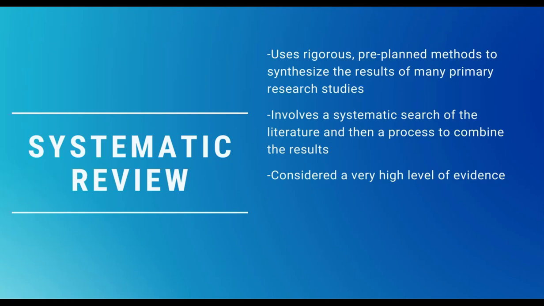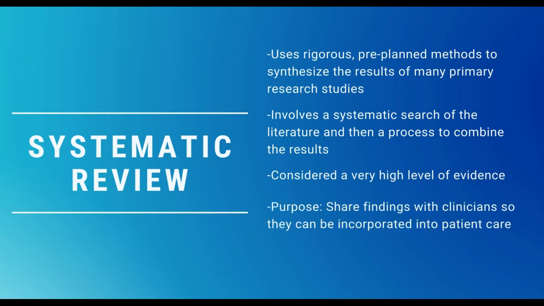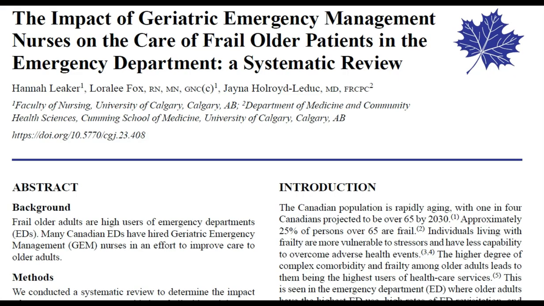The purpose of a systematic review is to share the findings with clinicians so they can integrate those findings into patient care. Systematic reviews do not present findings from new experiments or studies, so they are considered a type of secondary literature. Let's look at an example of a systematic review found in the database CINAHL Plus with full text.